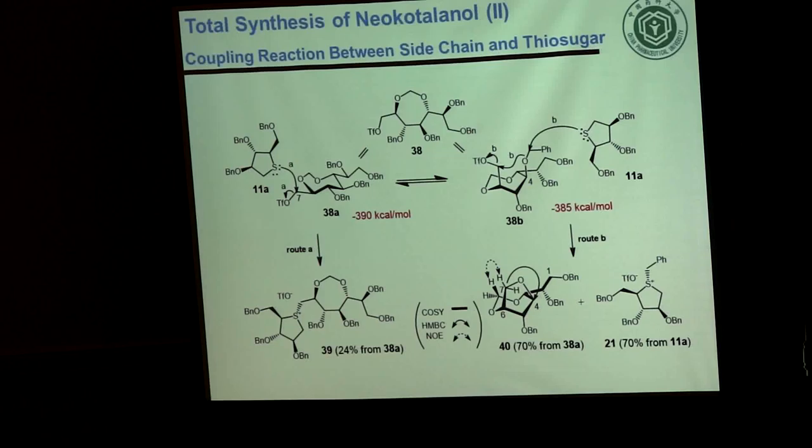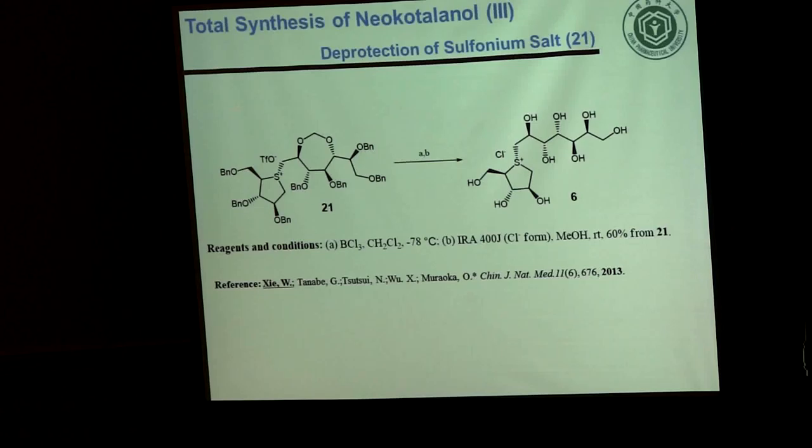In the last step, the sulfonium salt was subjected to deprotection with Lewis acid at extremely low temperature and ion exchange to get the target compound neokotalanol. It has 8 chiral centers in this very specific structure.